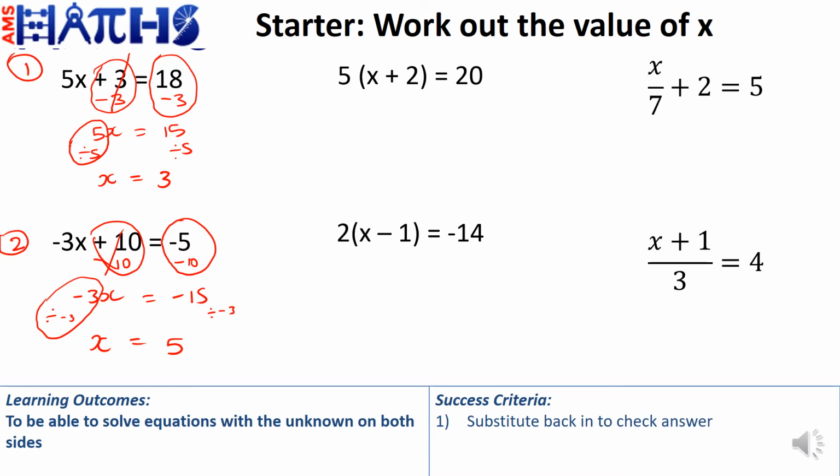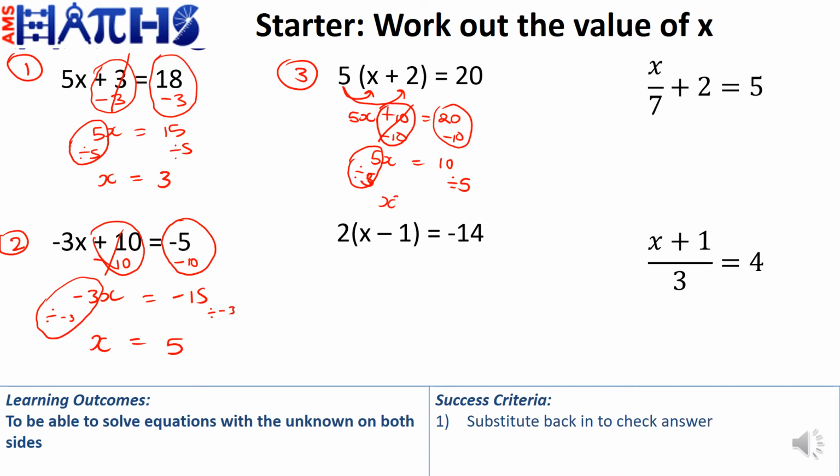Right, then let's look at this question. We have brackets, so we'll expand first. So 5 times x, 5x. 5 times 2, positive 10 is equal to 20. Then we'll subtract 10 from both sides. So 10 minus 10 is 0, so we're left with 5x. And 20 minus 10 is 10. Then we'll divide both sides by 5. 5 divided by 5 is 1, so we're left with x. And 10 divided by 5 is 2.